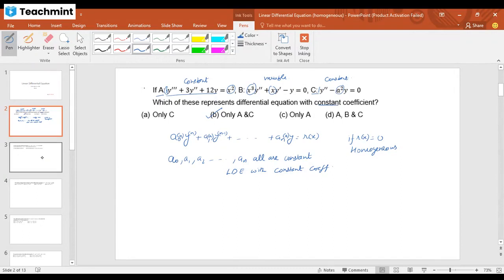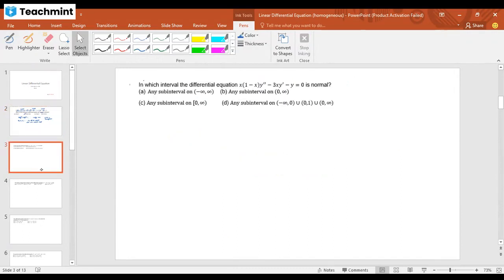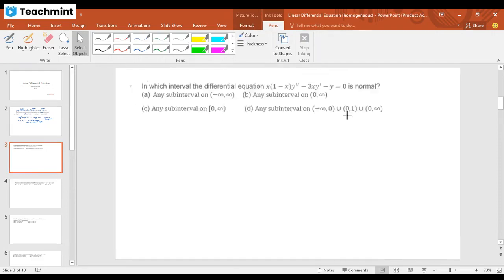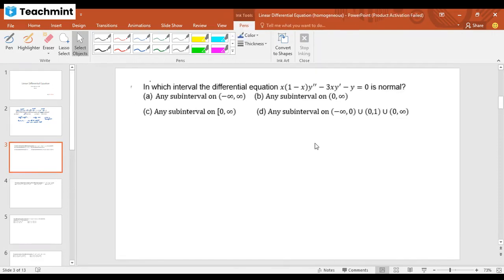Okay, so now we move to the next question. So in this case, let me just increase the font size. Right. So in this case, we are given a differential equation x(1 minus x) y double dash minus 3x y dash minus y equal to 0. So we are interested to find out an interval in which the given differential equation is normal.